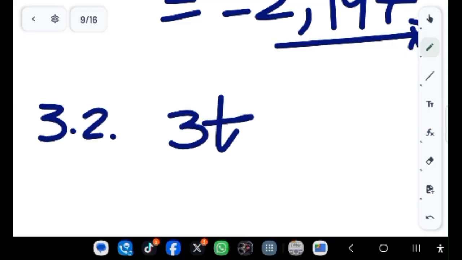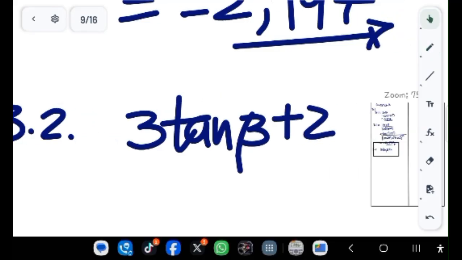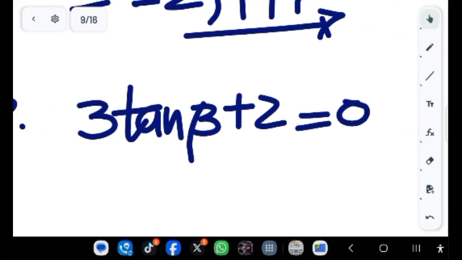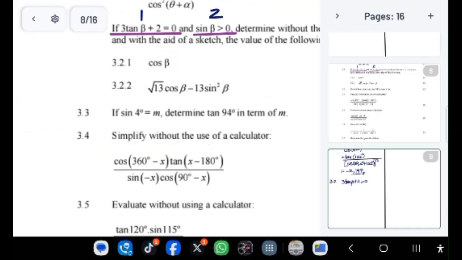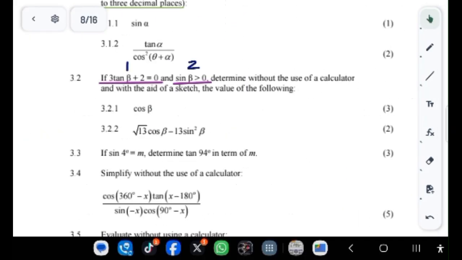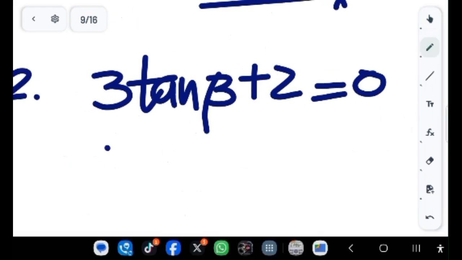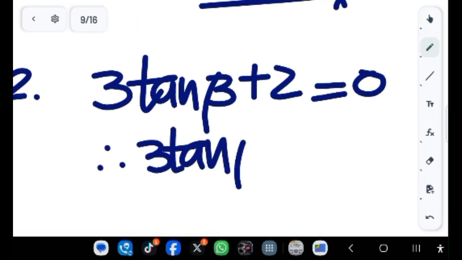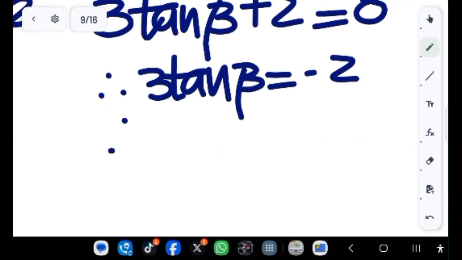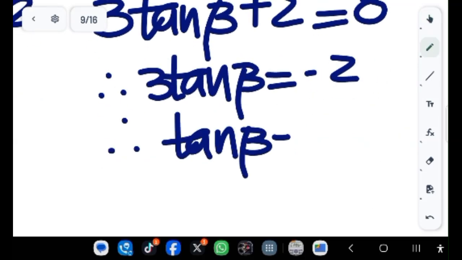Okay, 3 tan of beta plus 2 equals 0. Let's go back there. All right, let's figure out what the situation with tan is first. So that will be 3 tan of beta equals negative 2. Take it to the right hand side. Now divide both sides by 3. That will leave you with negative 2 over 3.